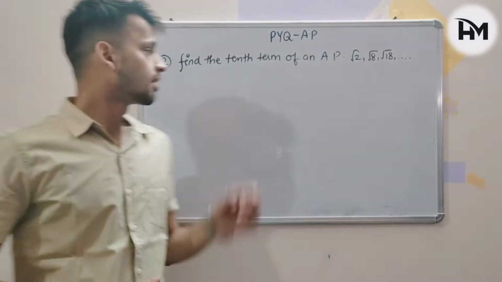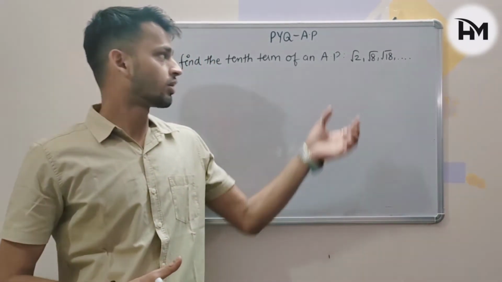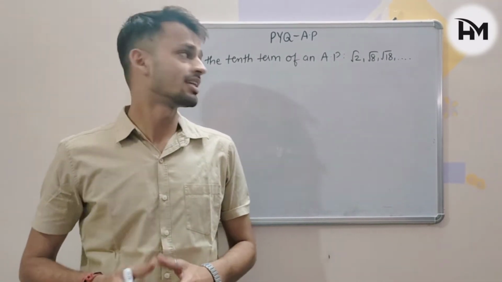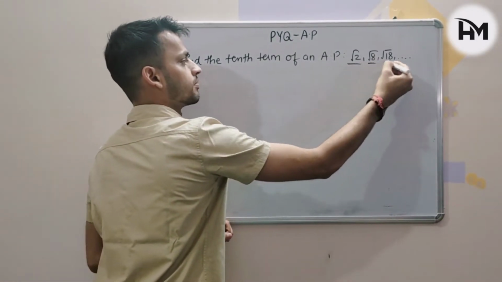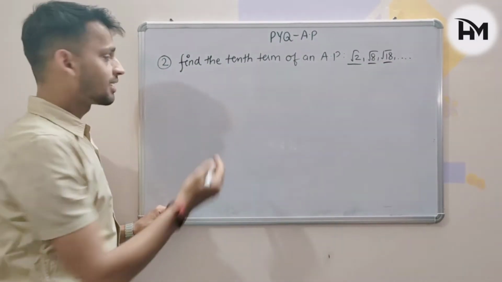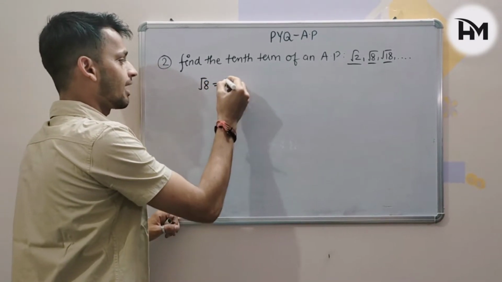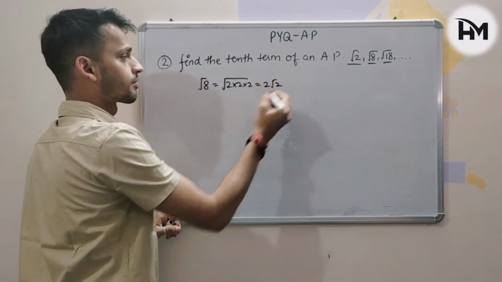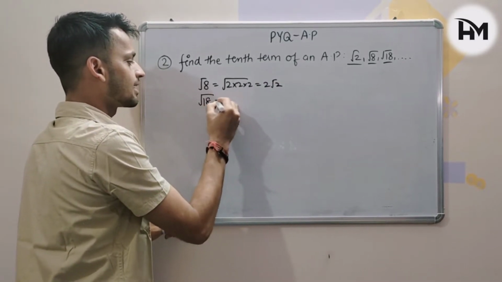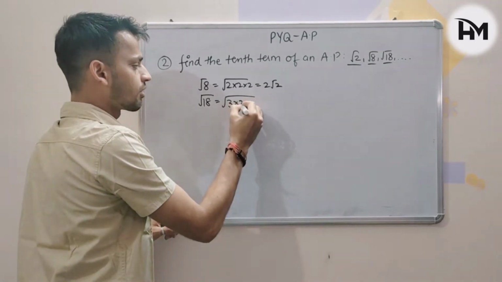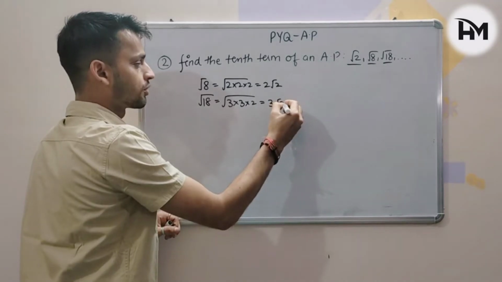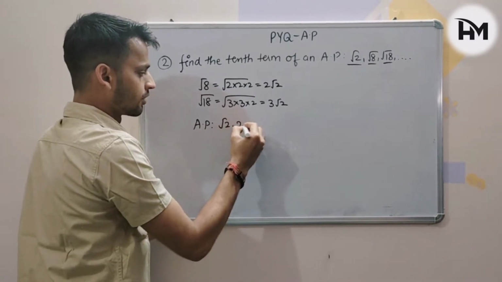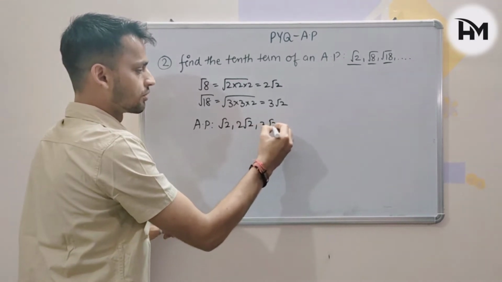The second question we have is: find the 10th term of an AP. What is the AP? Root 2, root 8, root 18. What is interesting in this question is that the terms are given in square root form. So we need to remember that we can write root 8 as root 2 cross 2 cross 2. This is nothing but 2 root 2. Similarly, we can write root 18 as root 3 cross 3 cross 2, again 3 root 2. Then the AP we have is of the form root 2, 2 root 2, 3 root 2 and so on.